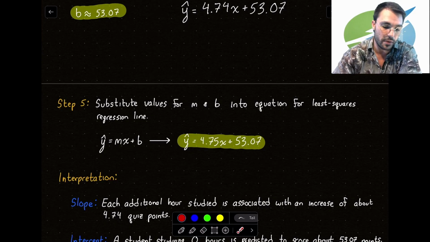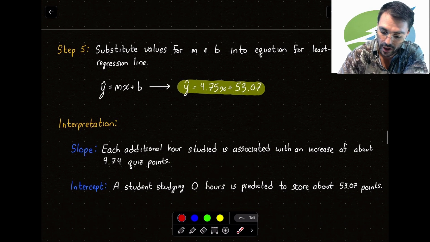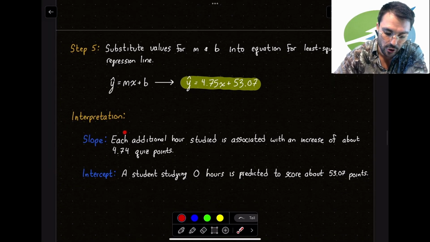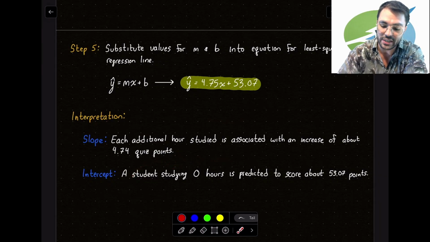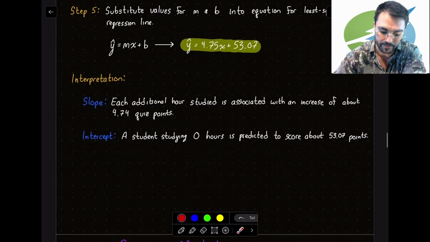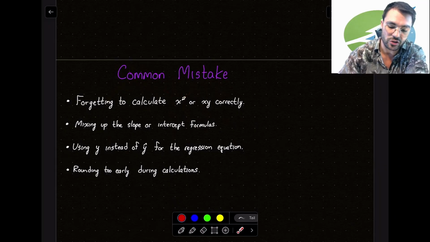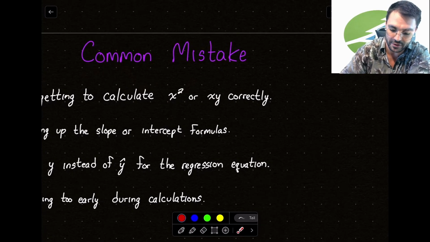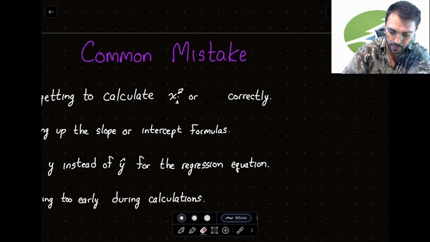Like I said, it's a couple of steps, but each individual step is not difficult. So how can we interpret this? The slope: each additional hour studied is associated with an increase of about 4.75 quiz points. And the intercept tells us a student studying 0 hours is predicted to score about 53.07 points. Some common mistakes: forgetting to calculate the x squared or x times y. I should have the sub i's here, not the most important thing, but let's put those in.